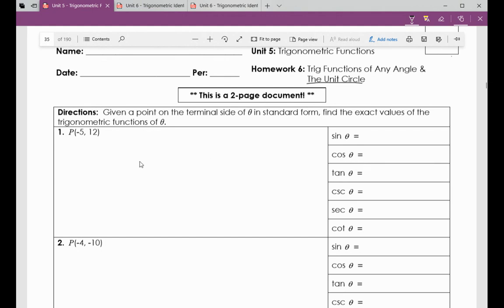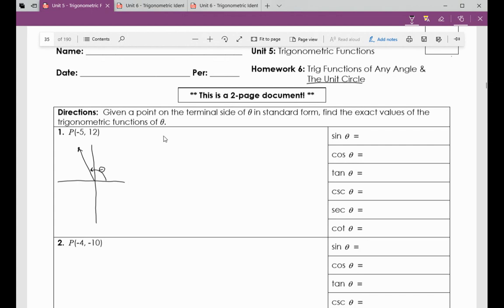The problem is when I plot this point, when I go over -5 and up to 12, I'm in quadrant 3. Do you agree? That's how you plot the point -5, 12. All right, so I am talking about this angle theta. I need the ratios with respect to that angle.